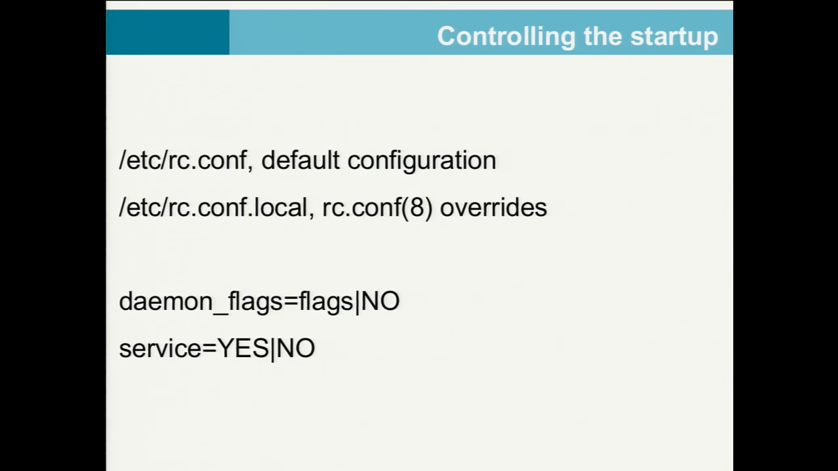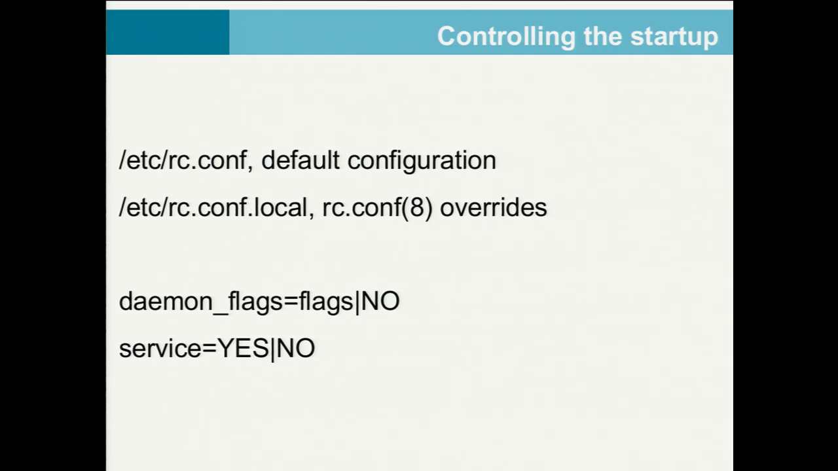To be able to control what we want or do not want to start, we have two configuration files: /etc/rc.conf, which contains the operating system default configuration, and /etc/rc.conf.local, where you can put the overrides compared to rc.conf.